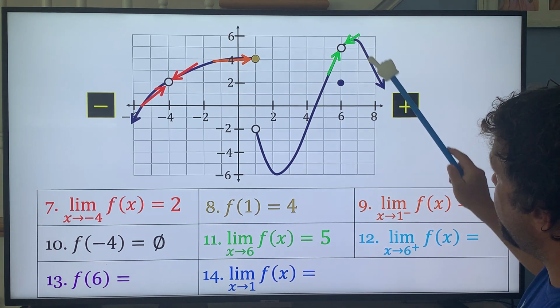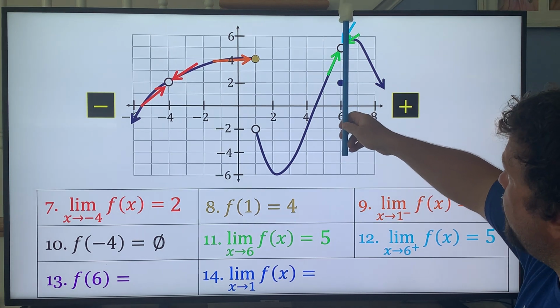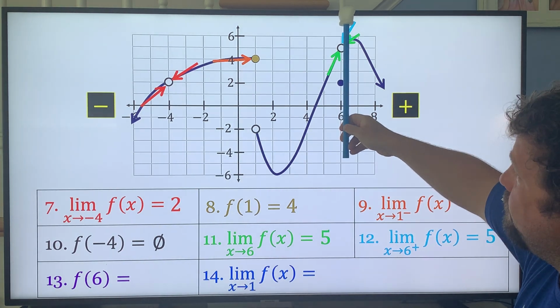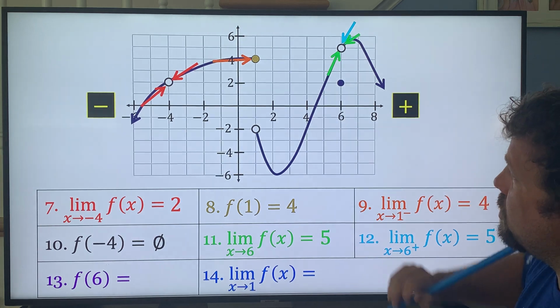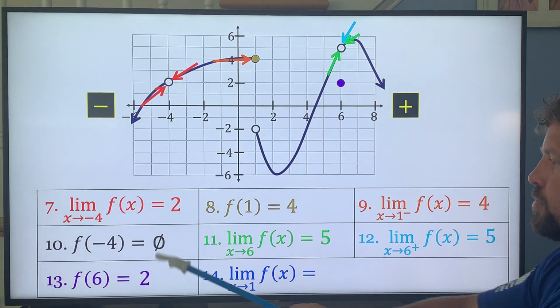Limit of f of x as x approaches 6 from the positive. As I'm approaching 6 from the positive, we already said the answer: 5. That was easy. F of 6. So even though the limit is 5, right, where's the closed circle? 2.